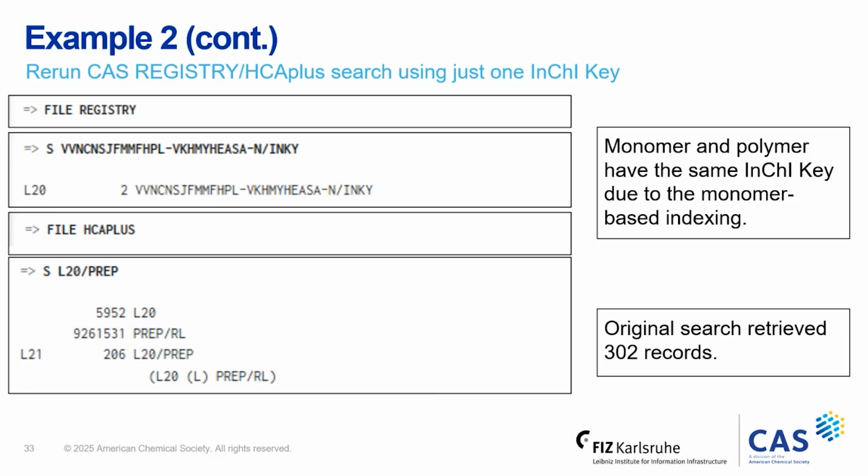And I link that over to HCA Plus with the search role indicator of PREP for preparation or prepared. And I get 206 records there compared to 302. Once again, the good records that we originally saw are still in this set, and the ones that had the big red X that were showing up because of L-penicillamine are not part of this set. So again, just use these InChI keys, but use them knowledgeably. Understand what they really are going for.